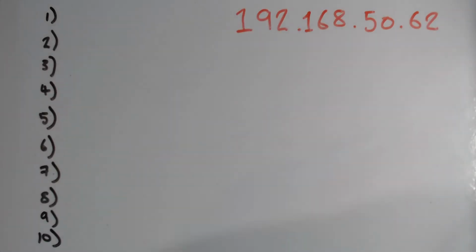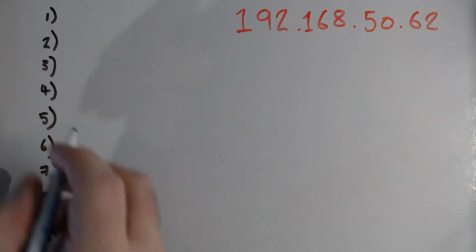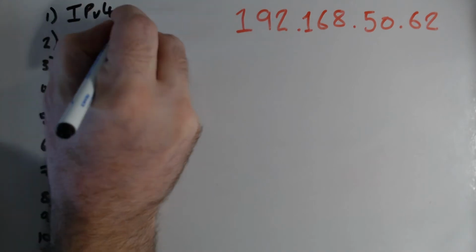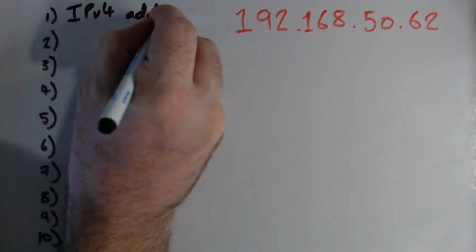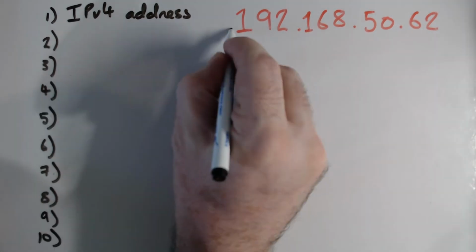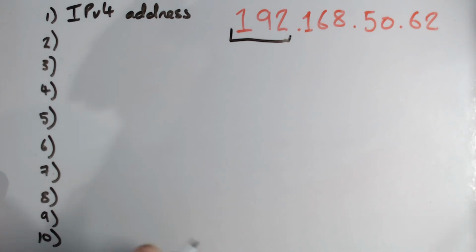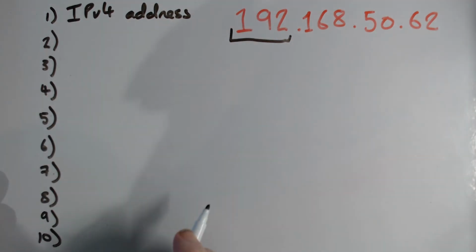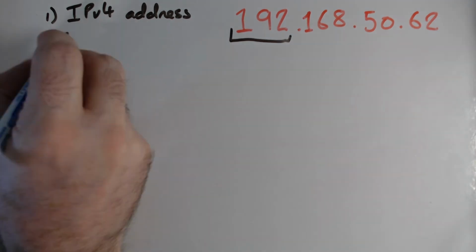Okay, let's bring a whiteboard up. 192.168.50.62. Well, the first thing's obvious, of course. It is an IPv4 address. So that's an easy one. What else can we say? Well, the first octet, the first block of 8 bits in binary, or in this case 192 in decimal, 192 means it's what's known as a Class C address.